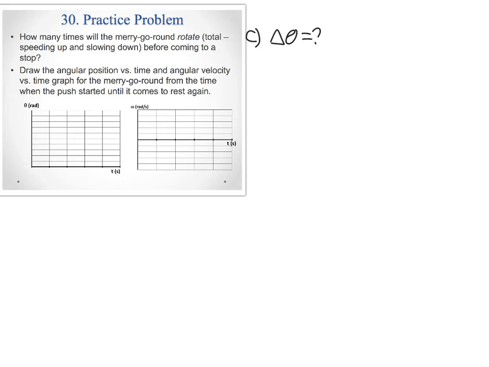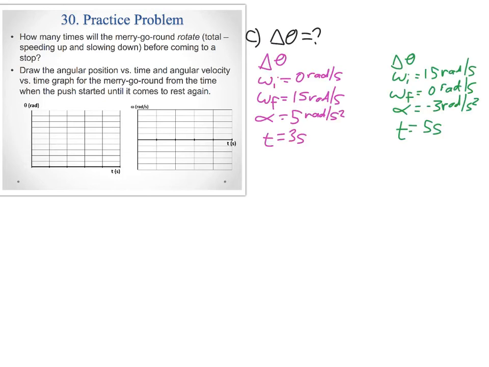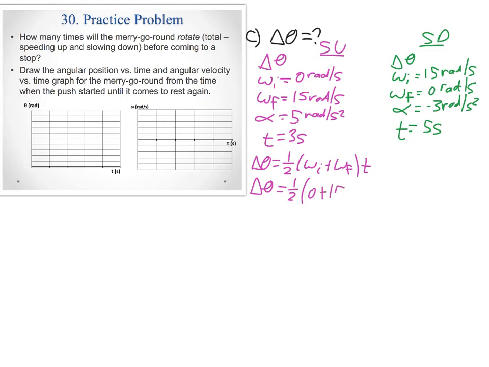So I'm going to bring over my kinematics charts from parts A and B of this problem. There I have my charts both for the speeding up portion and for the slowing down portion. The first thing I'm going to do is solve for my delta theta. Delta theta is 1/2 (omega initial plus omega final) times t. If I sub in for the speeding up portion, we have 0 plus 15 times 3, which means my delta theta is going to be 22.5 radians.